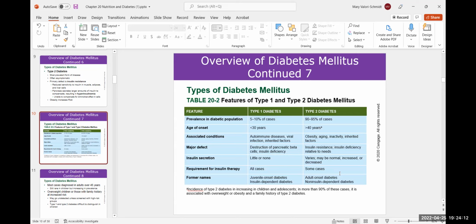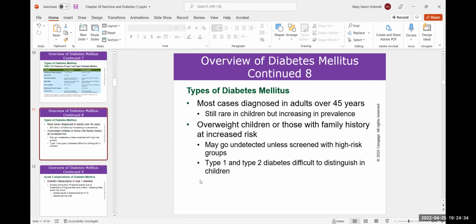And they used to call it juvenile onset diabetes, type 1, or insulin dependent, IDDM. Now we just call it type 1 and type 2. Type 2 used to be called adult onset or non-insulin dependent, but that's not really true because now kids are getting it and some people are on insulin, right? So things change. We have to change along with them.